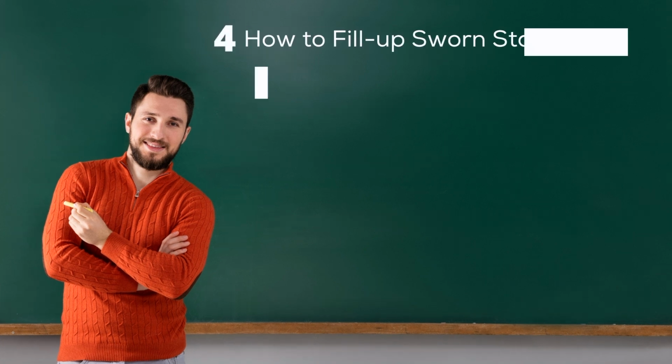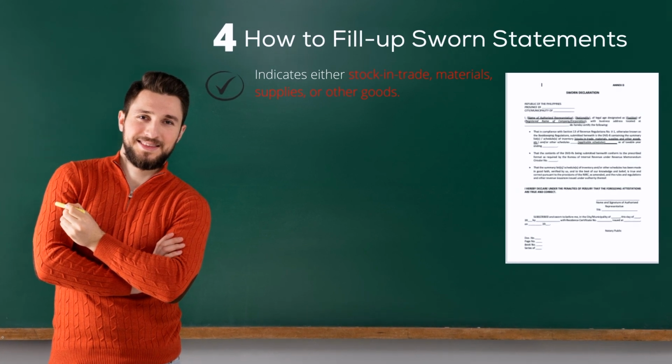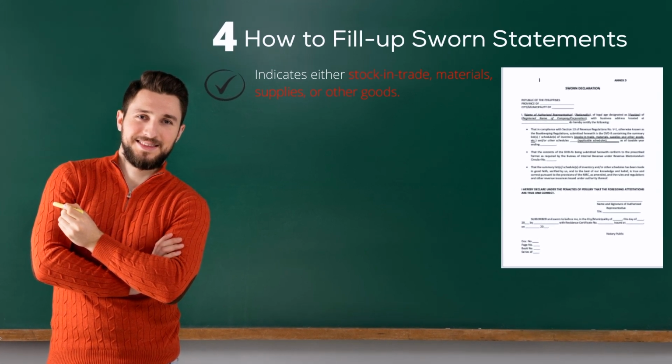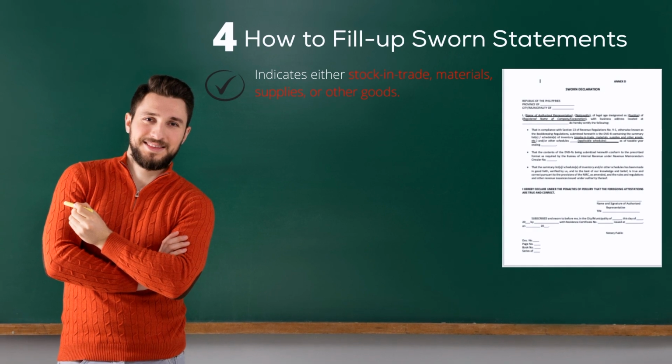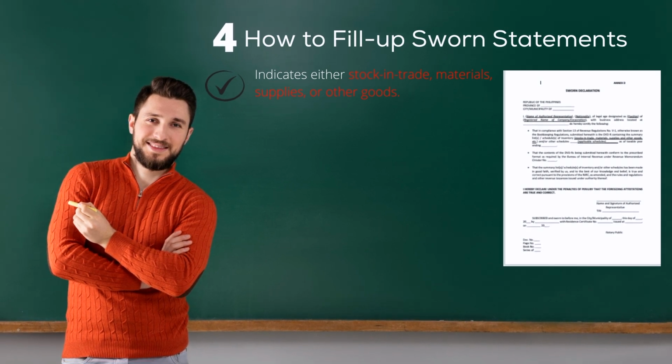The first bullet indicates either stock in trade, materials, supplies, or other goods. Use stock in trade if the inventories are for sale. However, if these items are used to produce items, then indicate as materials. If you're preparing inventory listing for the construction company, use materials. So in this tutorial, I will use stock in trade since it is engaged in selling goods.